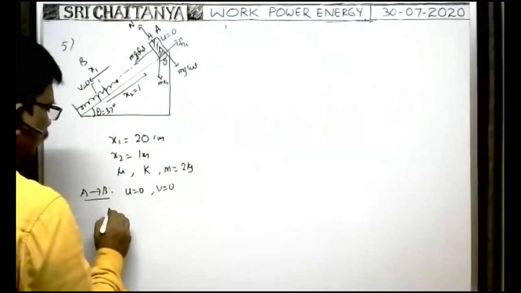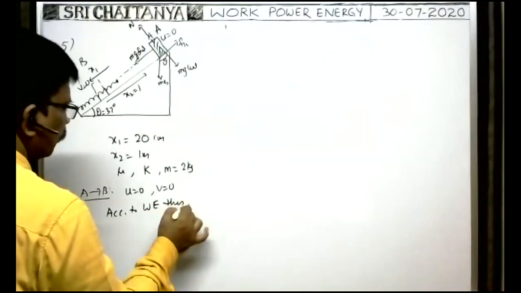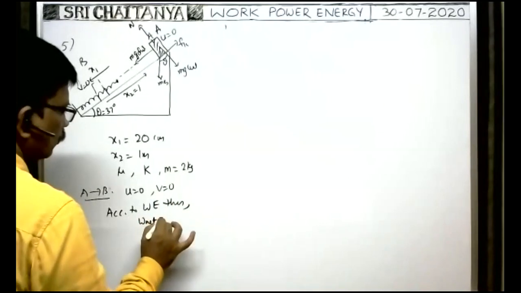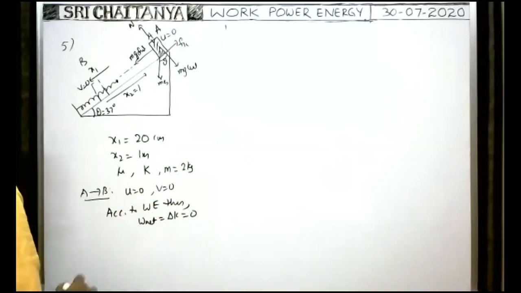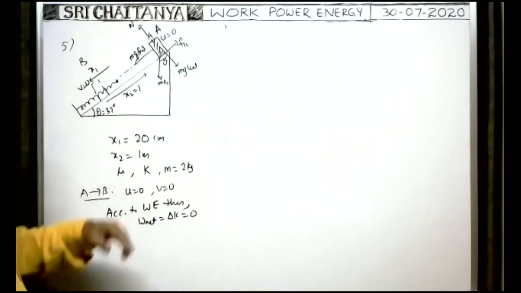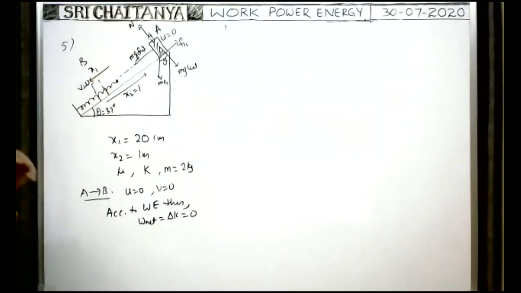So here, according to the work-energy theorem from A to B, net work done is equal to the change in kinetic energy, which is equal to 0, because the initial and final velocities are 0. Net work done means, while the block is coming down, up to what distance the block slides down. You have to find that.